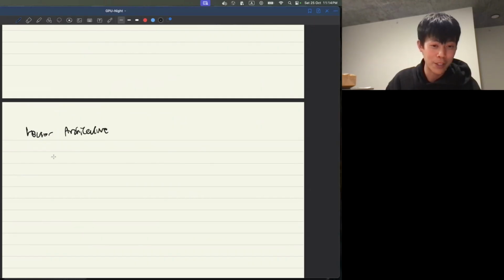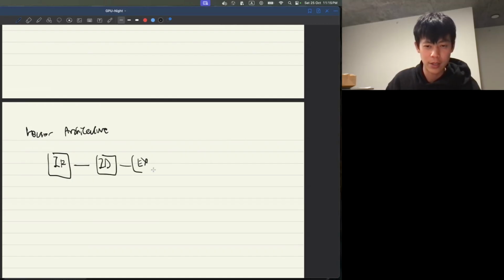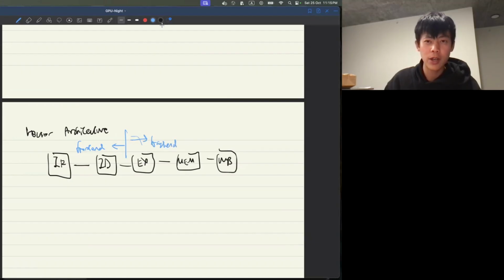Now remember, just now we talked about the front end and the back end of the RISC-V core: instruction fetch, instruction decode, execute, memory, and write back, right? We talked about how everything before the execute stage is regarded as the front end of the architecture, and everything after the execute stage is regarded as the back end. So now the problem over here is that for a GPU workload, all the instructions are the same.